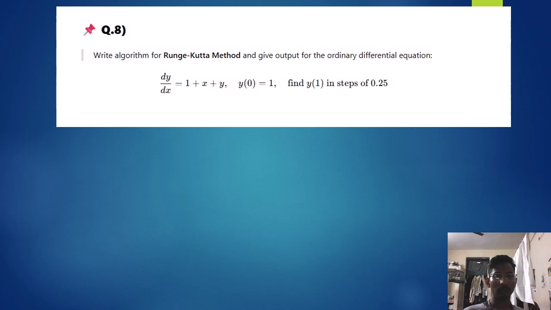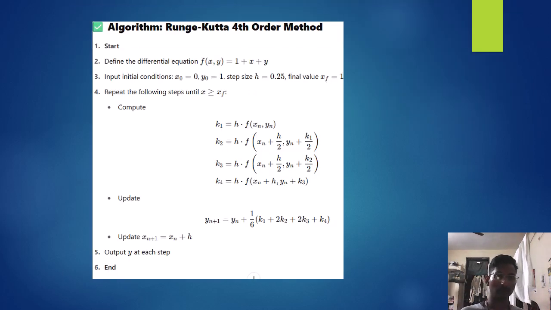Last question: write an algorithm for the Runge-Kutta method and give the output for the ordinary differential equation. This is the equation. So the algorithm: first of all, start. Define the function. Input the initial conditions: x is equal to 0, y is equal to 1, and the step size h is equal to 0.25. Find the value of y at x is equal to 1.